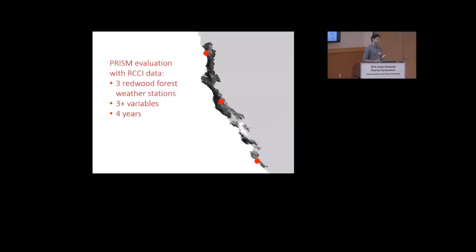Well, luckily, the Redwood and Climate Change Initiative has installed a set of weather stations in redwood trees up and down the coast of California, and we're able to use data from those weather stations to actually evaluate the accuracy of the PRISM climate data for this part of the world.